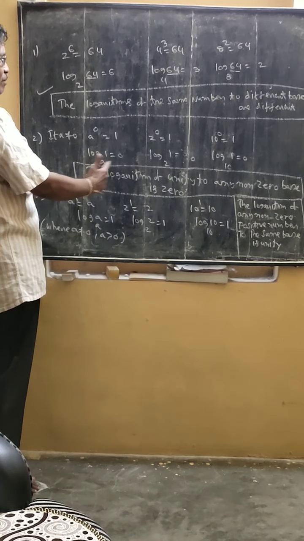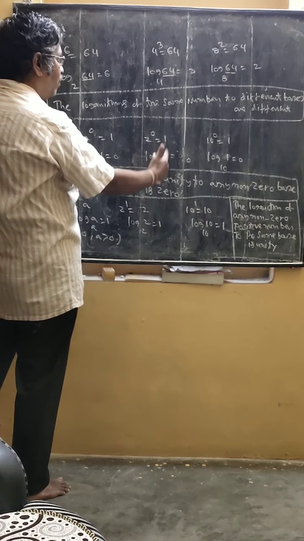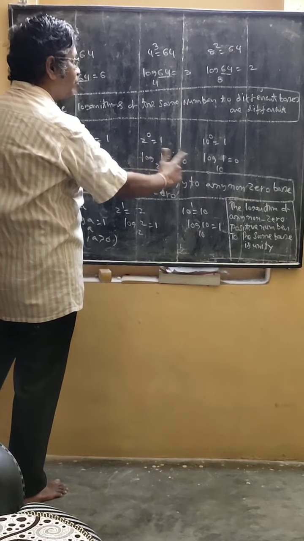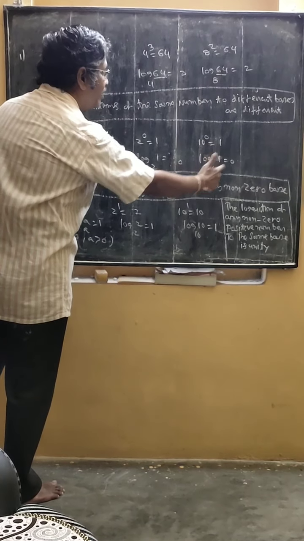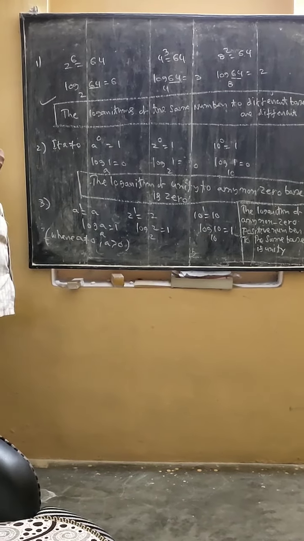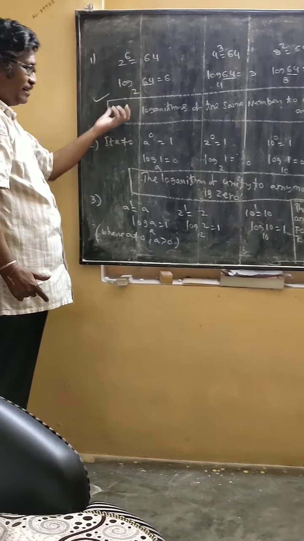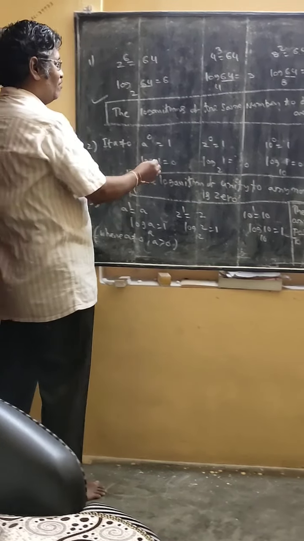Log 1 to the base a is 0. Log 1 to the base 2 is 0. Log 1 to the base 10 is 0. What is your inference? Can you give a statement like this? Let us see.